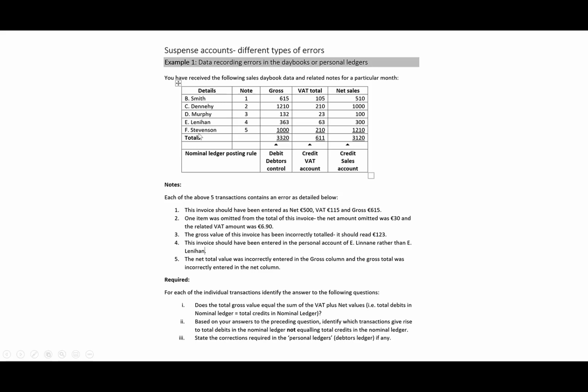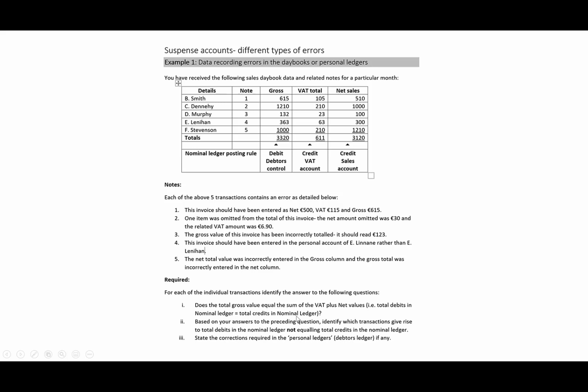Finally, F. Stevenson. So the note here: the net total value was incorrectly entered in the gross column and the gross total was incorrectly entered in the net column. So you can see the gross column contains 1,000, which should have gone over in the net column, and this value here should have gone over in the gross column. Now again, if you look at it, the debit is 1,000, the credits are coming in as 1,420. So debits do not equal credits. Okay, so the gross value is not equal to the sum of VAT plus net. So what was done does not give rise to debits equaling the sum of credits.